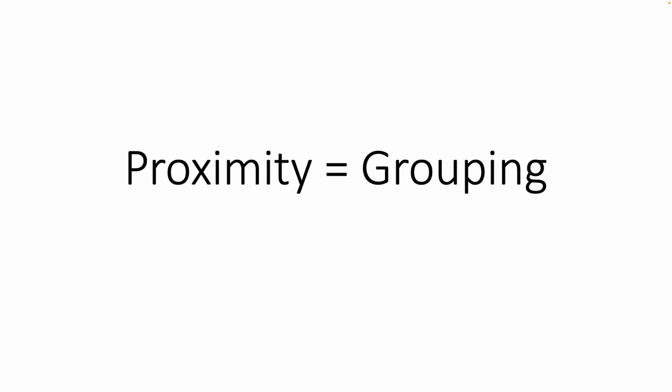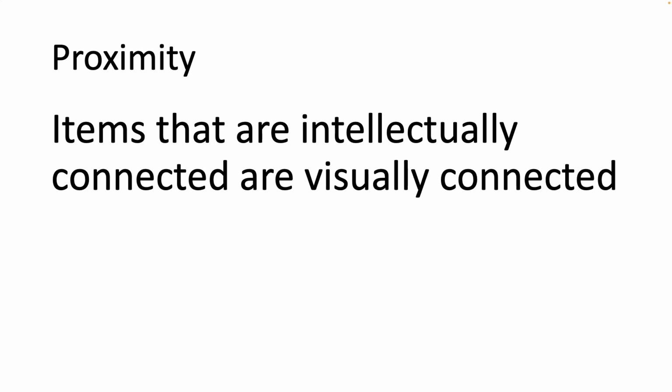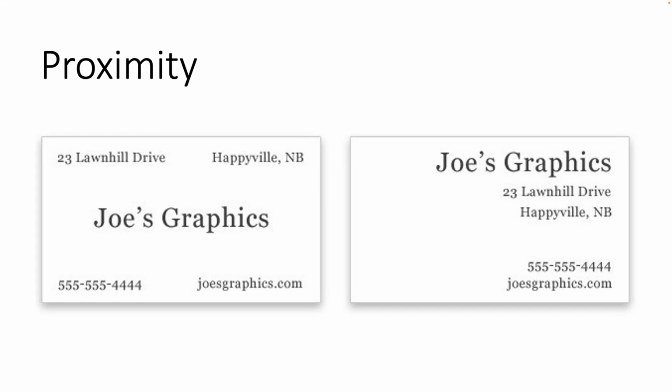Proximity. Proximity is just grouping. It is just putting things in groups, putting things together that go together. Items that are intellectually connected are visually connected. If you think of them together, then you put them together. So here's a real simple example, a business card with the name, good front and center, but then you don't really know where to go next.